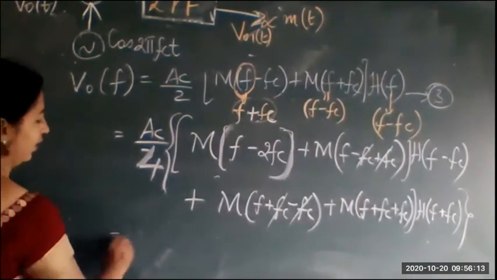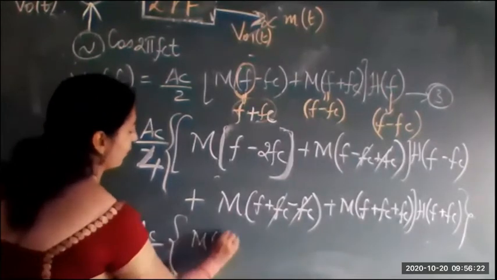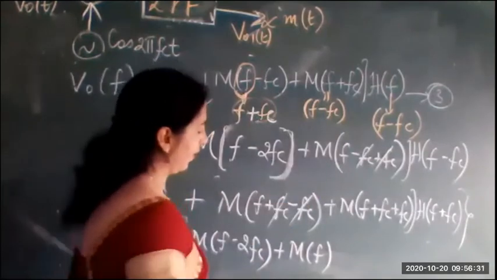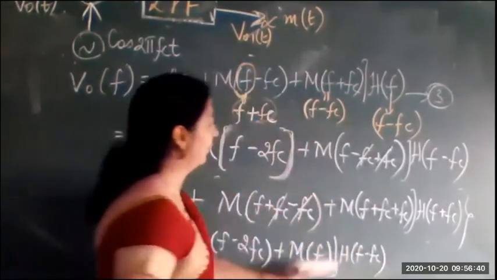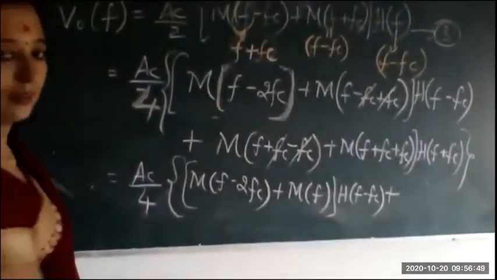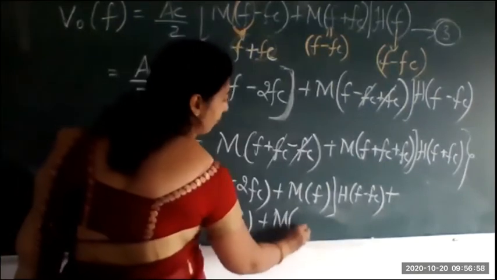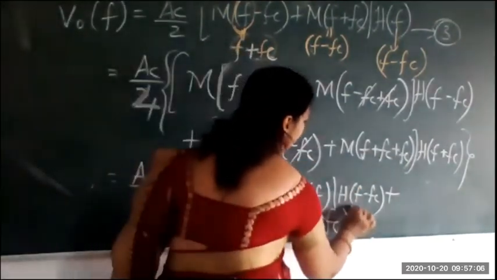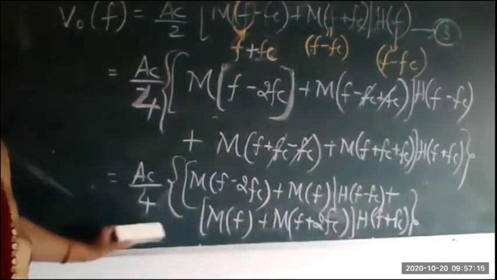So this is the complete equation, or in short, if I want to simplify that, this is Ac/4 into M(f - 2fc) plus M(f), into this whole thing, into H(f - fc), the first part, plus the last here M(f), this has cancelled, plus M(f + 2fc), this one f plus 2fc, the whole thing into H(f + fc). The whole thing multiplied with Ac/4.